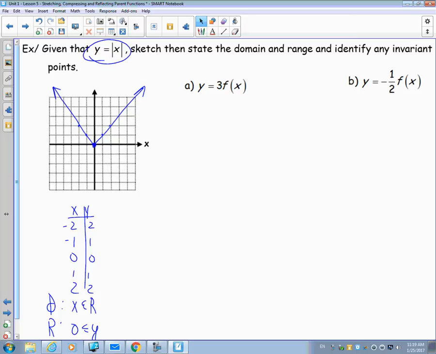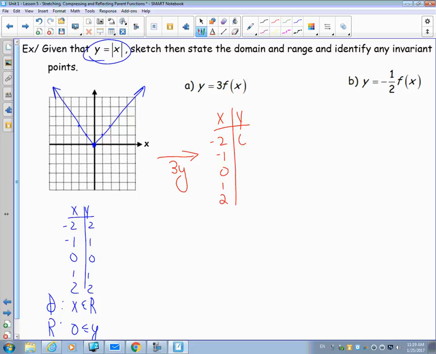I want to transform that. I want to do 3f(x). I want to do a vertical stretch by a factor of 3. How am I going to do that? I'm going to triple my y's. So x's stay the same. Triple the y's: 6, 3, 0, 3, 6. And we know our domain hasn't been touched because we didn't do anything to the x's. So it's all real numbers. But our range, when we multiply by 3, 3 times 0, oh, it's still 0. So in our graph, we should only get numbers bigger than or equal to 0.